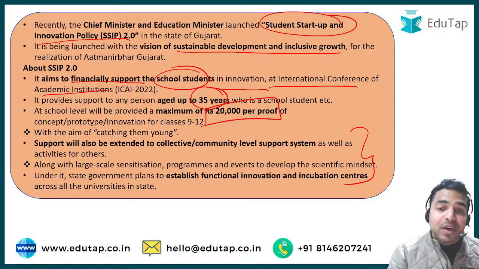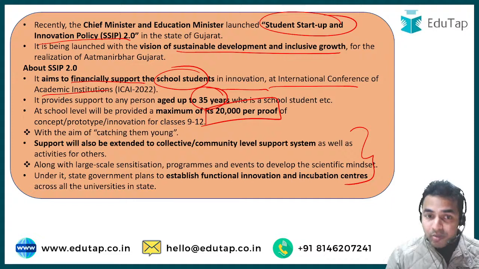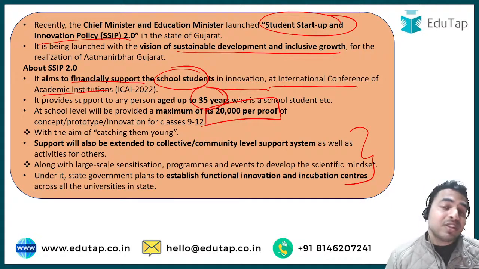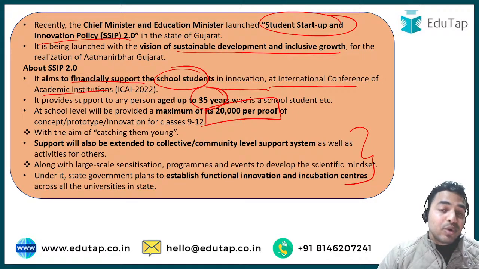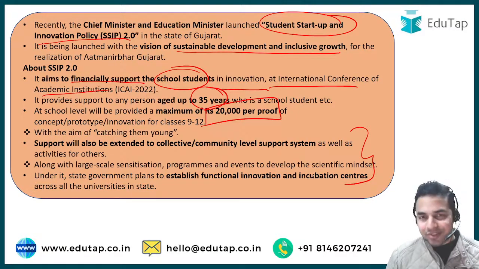This particular policy has been released by the Gujarat government, and what exactly was the vision behind it? Sustainable development and inclusive growth. And that is the reason under this policy they are going to financially support school students in innovation. So that's how they are going to promote innovation in their state.